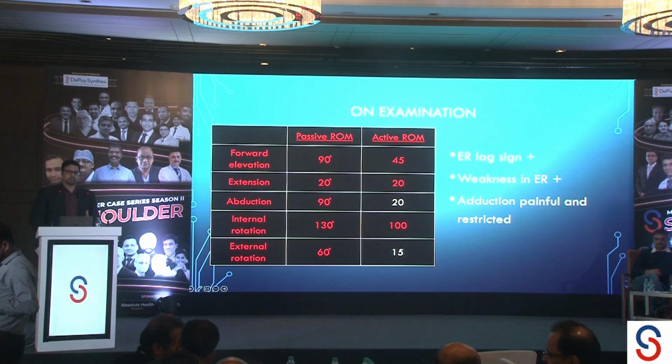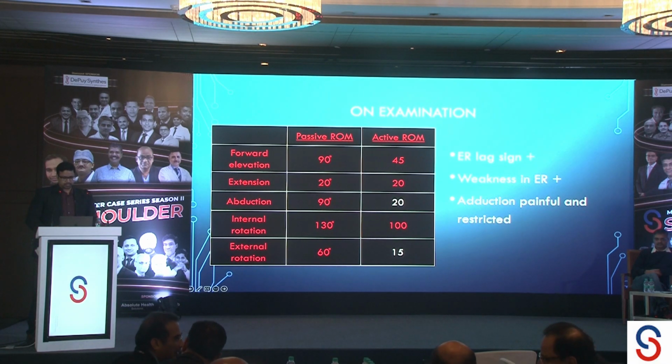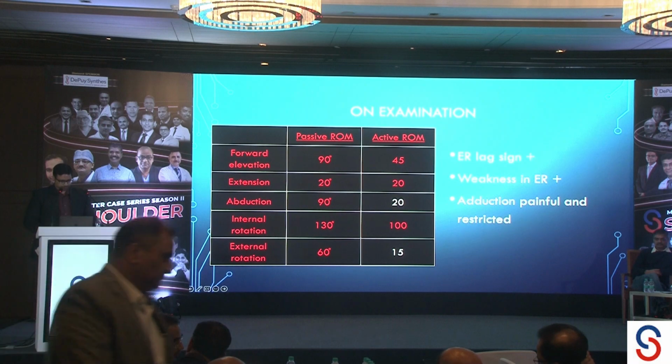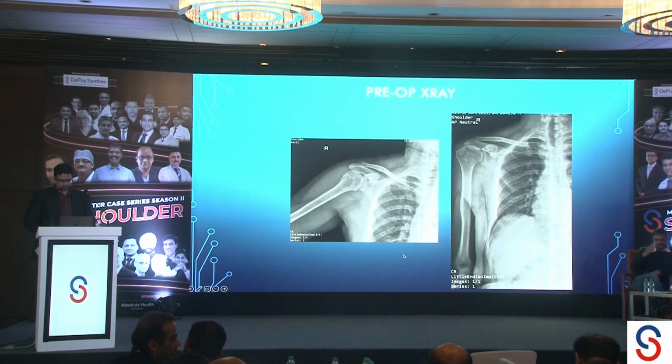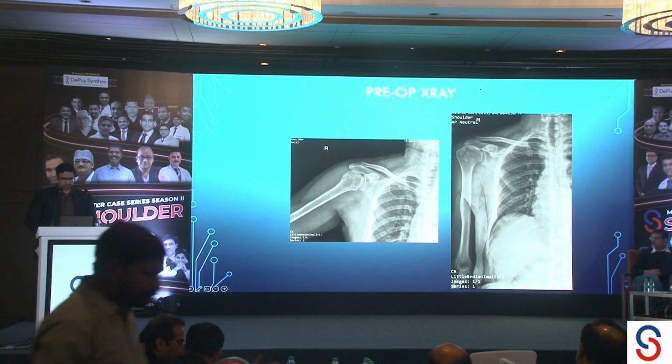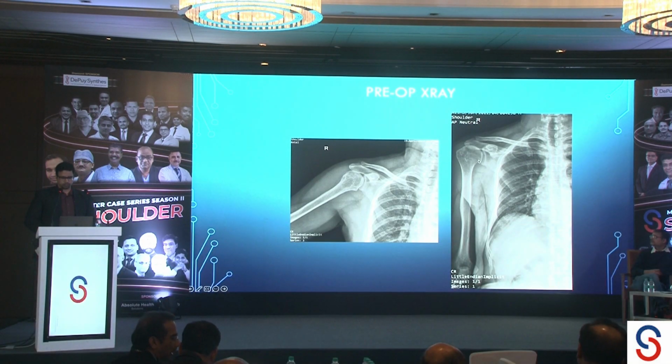There was an external rotation lag sign present in adduction, weakness in external rotation, and adduction was painful and restricted. The active range of motion was severely restricted in abduction also, and external rotation was severely reduced. These were the radiology preoperative. There is a proximal migration of the humeral head seen on the true AP view. Not a lot of degeneration.